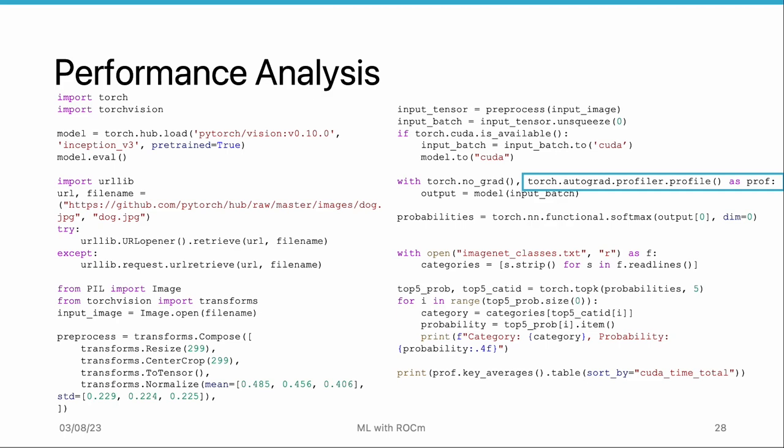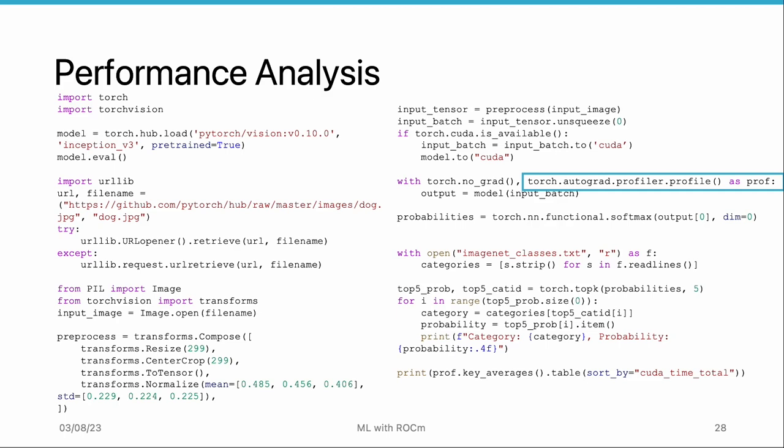The profiler allows us to profile the execution of a PyTorch script and gather detailed information about the execution time and memory usage of different operations within the script. By profiling the code, we can gain insights into the performance characteristics of our implementation and identify potential bottlenecks in terms of execution time and memory consumption.